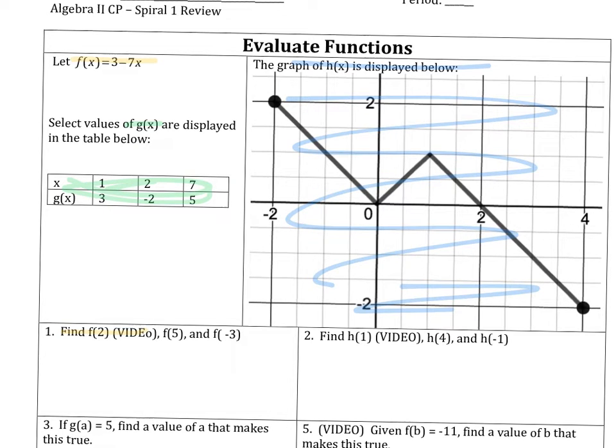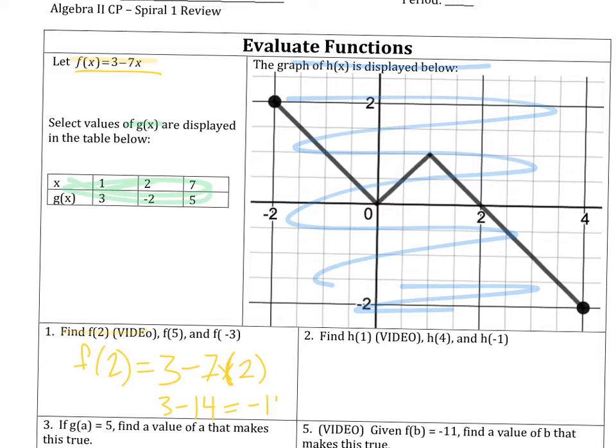So for f, which is what we colored yellow, that's going to be our equation. f of 2 means we're going to plug in 2 to this equation. So f of 2 is equal to 3 minus 7x. Instead of x, we're going to write 2. 3 minus 14 is going to be negative 11. And that's it.